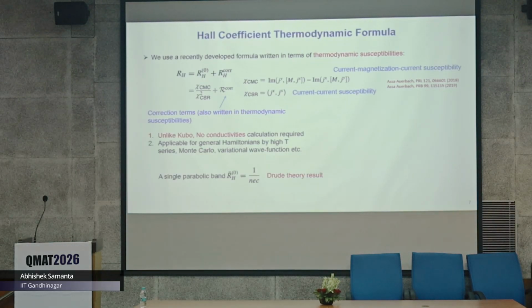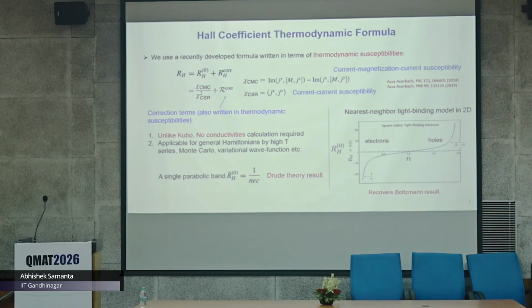So after setting up this formula, we first apply it to a very simple case of a single parabolic band, and we immediately obtain the Drude theory 1/nec answer. Then we apply it to the nearest neighbor tight binding model, where we know the Boltzmann theory answer, and we recover the Boltzmann answer that the Hall coefficient goes to 0 at the half filling point, and it diverges at the bottom of the band and the top of the band.